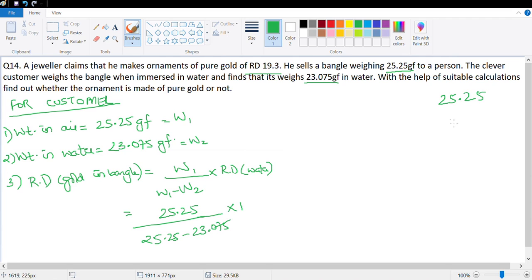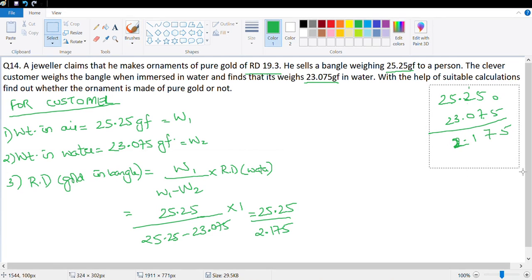That's 25.25 minus 23.075. 10 minus 5 is 5. 14 minus 7 is 7. 1 minus 0 is 1. 4 minus 3 is 1. That's 1.175. This is 23, right? No, so that's not 1. This is 2. 5 minus 3 is 2. My mistake. Let's confirm. 10 minus 5, 5. 14 minus 7, 7. This becomes 1. 1 minus 0. 5 minus 3, 2. So this is 25.25 upon 2.175. Now again we'll have to divide.